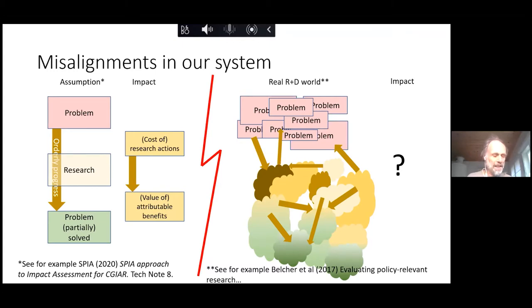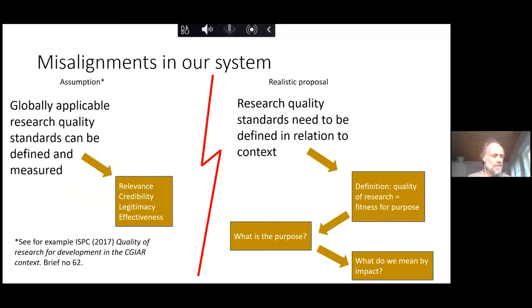When you look at it like this, you think, well, what do we actually mean by impact? John gave us some ideas in the last presentation. I've not had time to incorporate those yet, unfortunately. Much the same is true when we look at research quality. Concepts used in the CGIAR have moved beyond those of academia, which are largely based on credibility. But these broader dimensions of research quality are pretty hard to apply, except very generally.